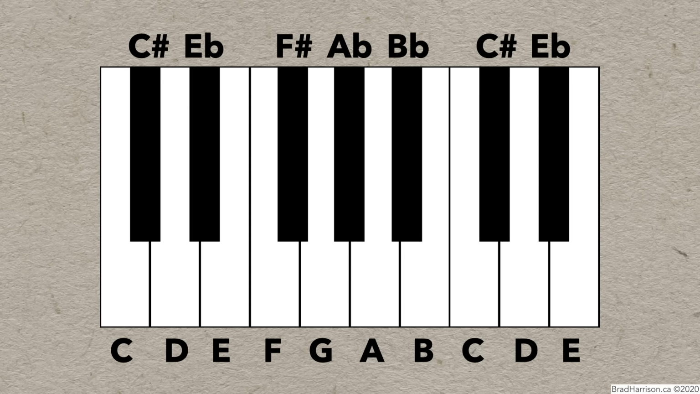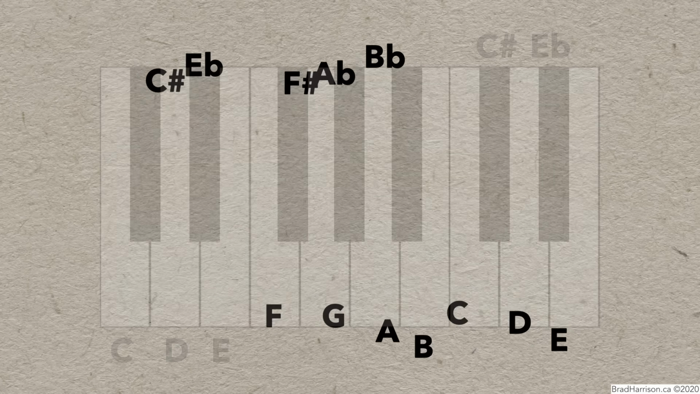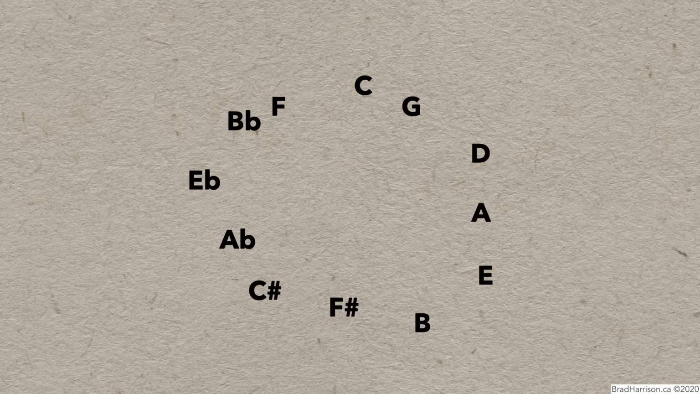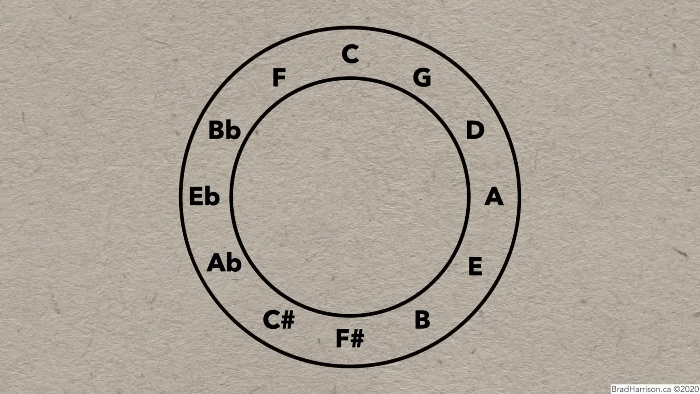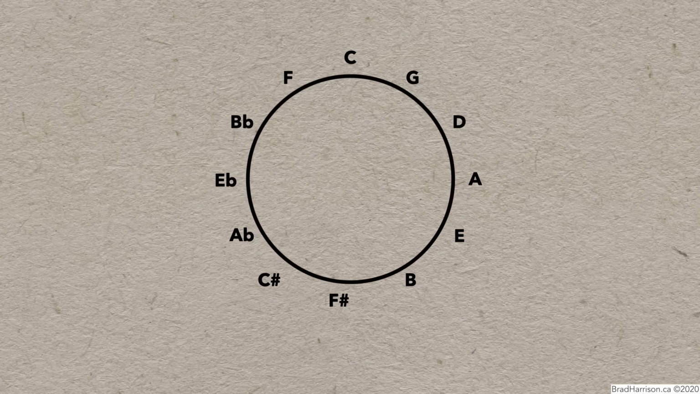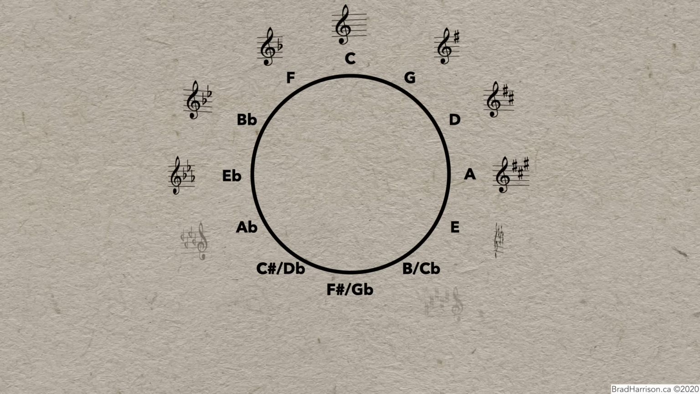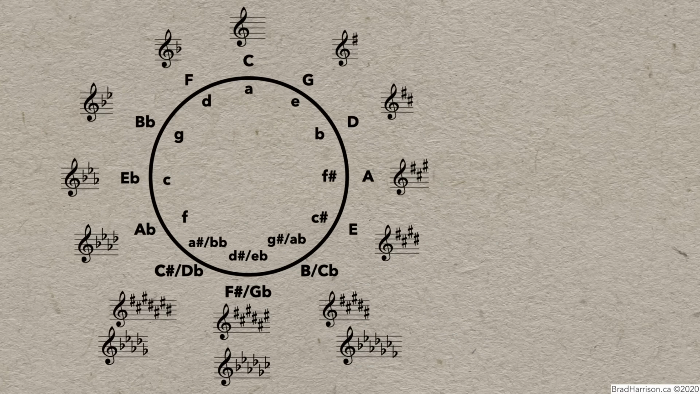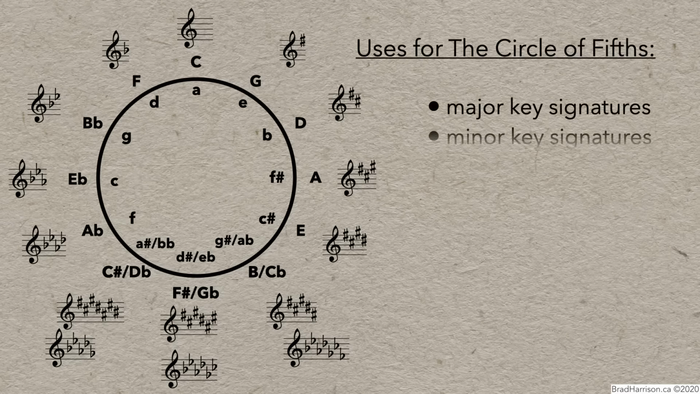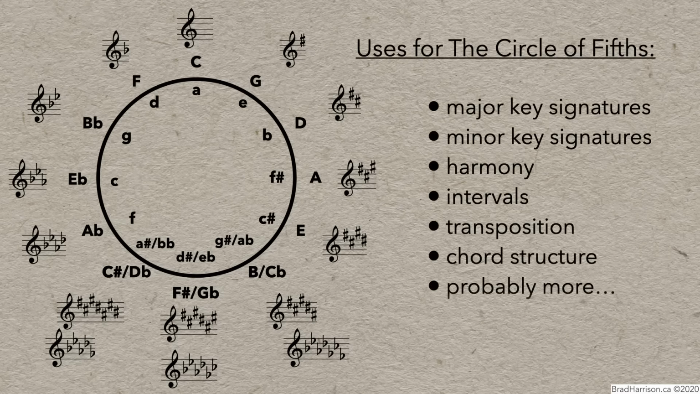In addition to looking at and thinking of the letter names chromatically as they appear on the piano, we can also arrange them in this special pattern called the circle of fifths. It doesn't look like much, but this is an incredibly powerful reference tool with a number of useful properties and patterns. You'll commonly see versions of the circle of fifths with information about major key signatures and relative minor keys. But you can also use the circle to get a better understanding of harmony, intervals, transposition, chord structure, and probably a whole lot more. Honestly, the circle seems to have insights that just keep on giving.